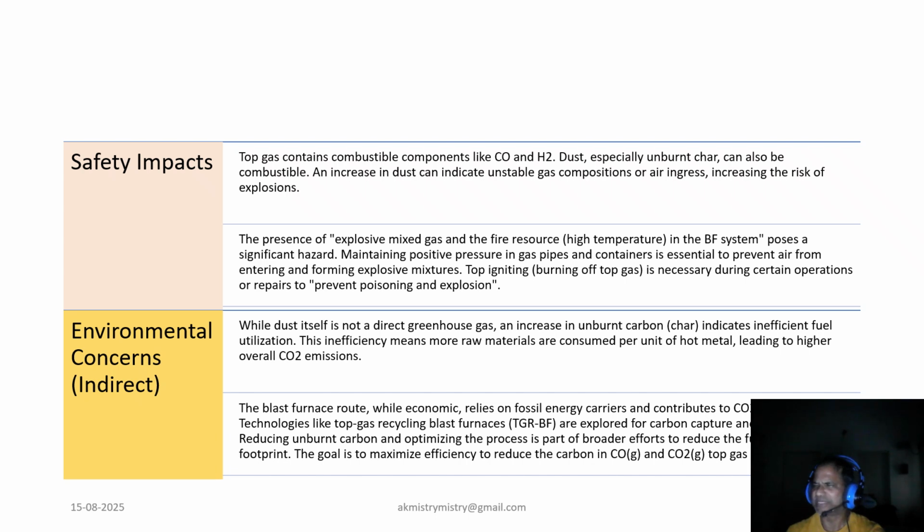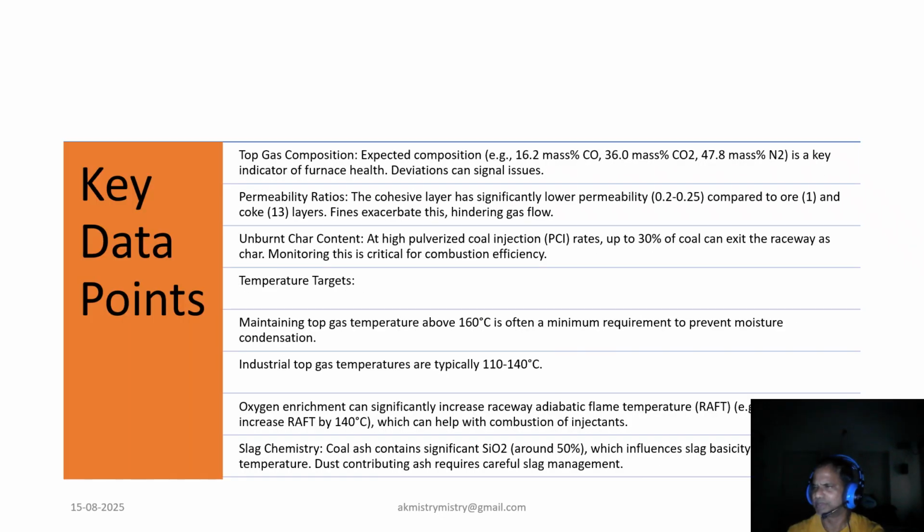Now top gas contains a combustion of CO and SO2. Dust adds a lot of explosion risk also, especially if air ingress occurs. Maintaining positive pressure and top ignition during repairs is very essential. Environmentally, unburned carbon means more raw material used and higher CO2 emission. So this also signifies the inefficiency of the system.